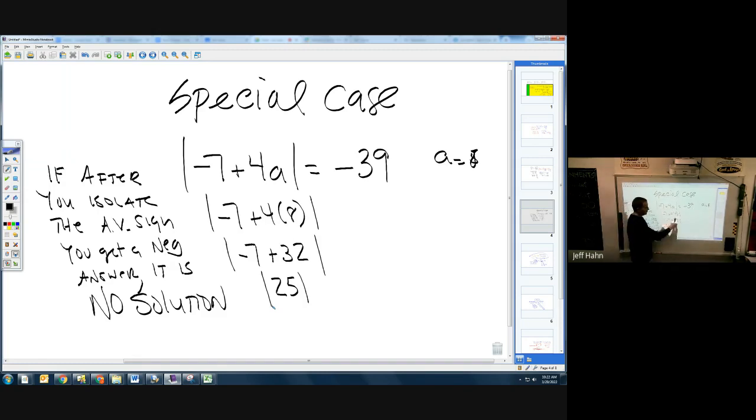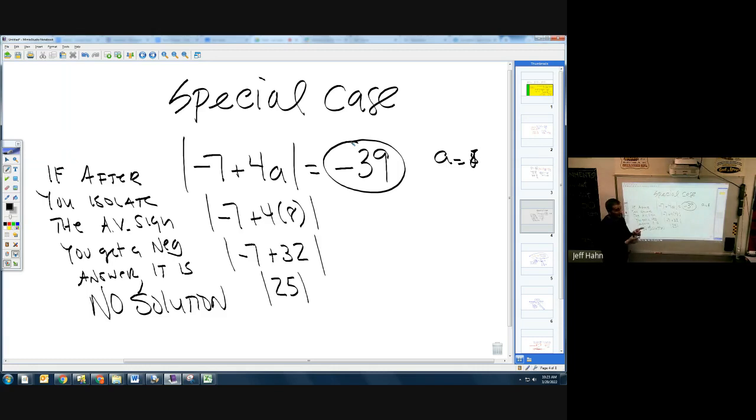Understand this, once you do all the work in the absolute value sign, what does the absolute value sign do to something? It makes it positive. No matter what I put in here, I'm always going to get a positive answer on this side. What does it have to equal though? A negative. It can't, ever. So if you ever come up with an absolute value that equals negative 39 or any negative, it's no solution because you can't do it.